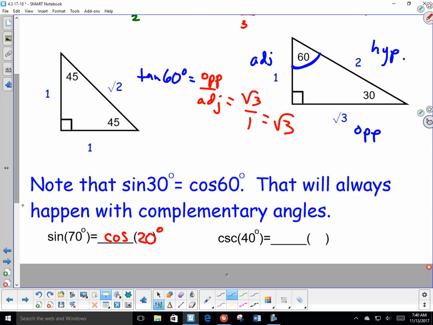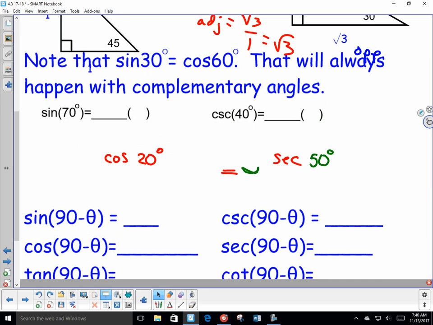How about this example? Cosecant of 40 degrees is equal to what of what? Well, we need the cofunction of cosecant. So either add the co or drop the co. In this case, if we drop the co for cosecant, we get secant. That's SEC. So secant of, and we need the complement of 40 degrees, which would be 50 degrees. So the cosecant of 40 is always going to be equal to the secant of 50.